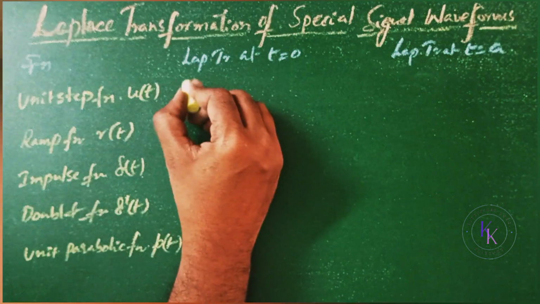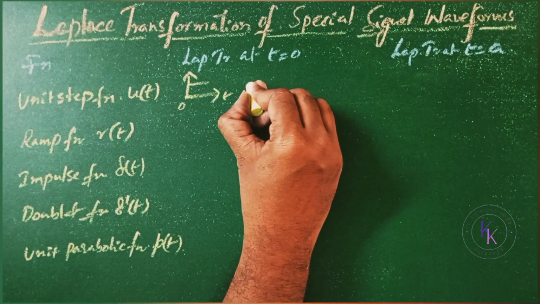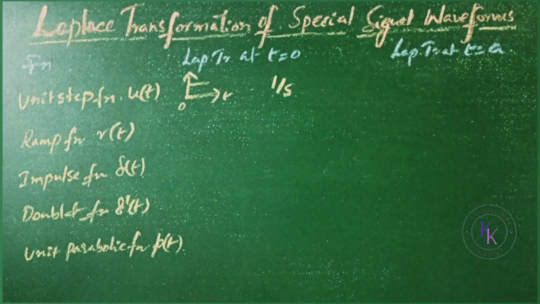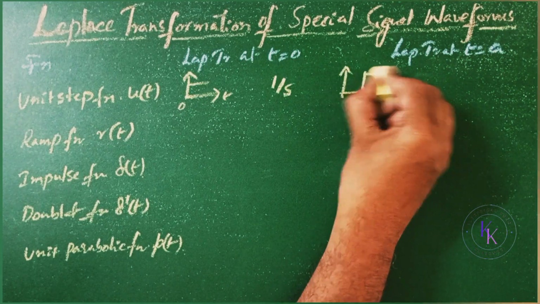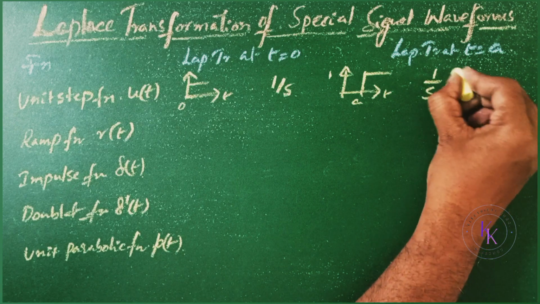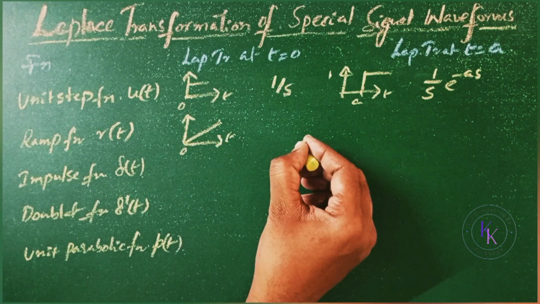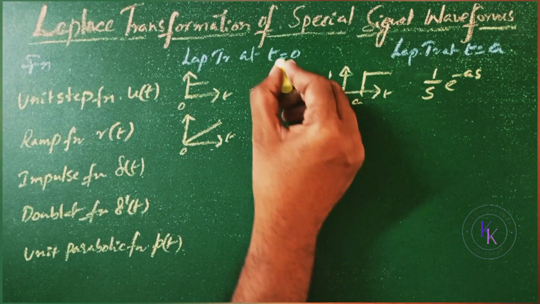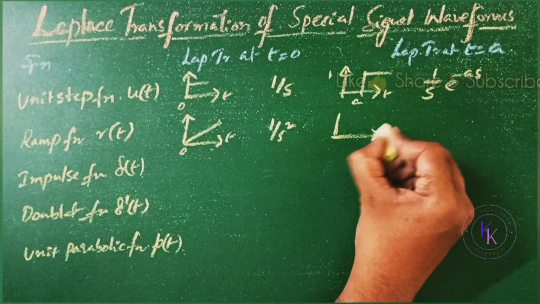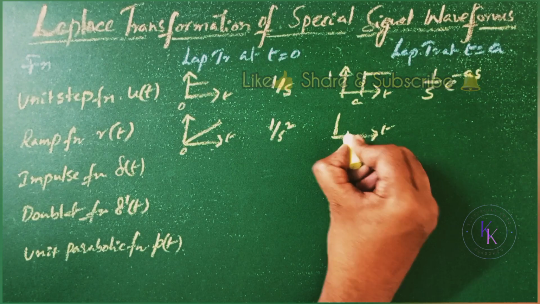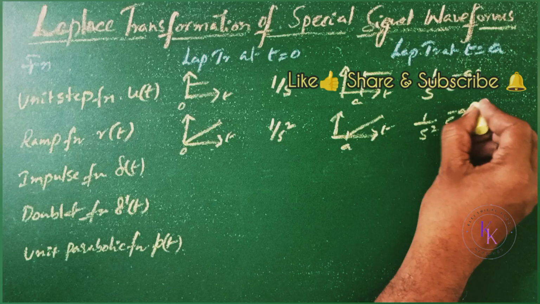Now let us summarize this. Unit step function at 0, graphical representation. For this, the Laplace transform is 1 by s, and unit step function at a, graphical representation is this. Laplace transform is 1 by s e power minus as. For the ramp function, graphical representation at 0 is this, and Laplace transform for this is 1 by s square. Graphical representation for the ramp function which is going to occur at a will be this, and 1 by s square e power minus as.